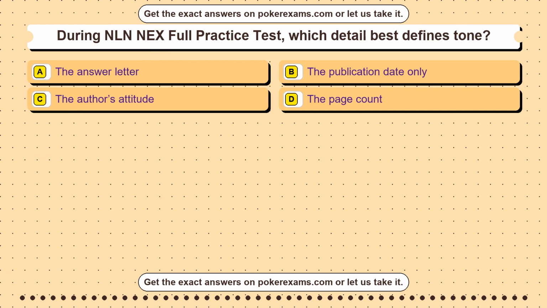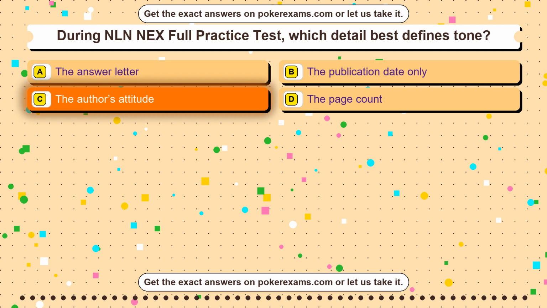Question 31. During get functions practice, which number solves x minus 4 equals 9? Option A, 13. Option B, 36. Option C, 5. Option D, 9. The correct answer is option C.